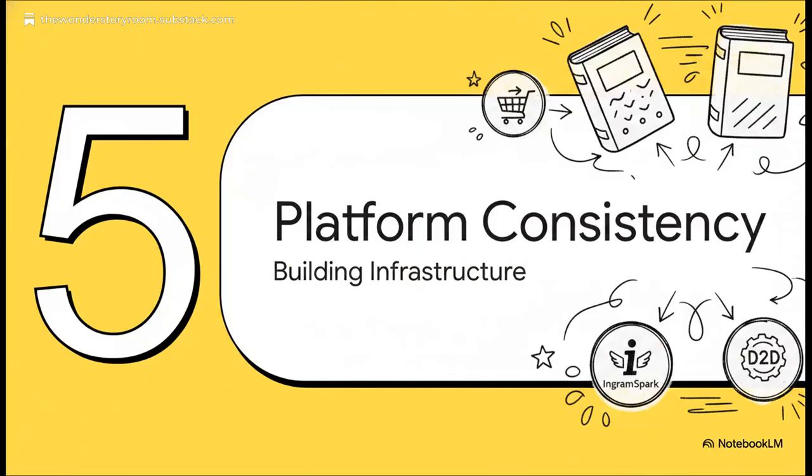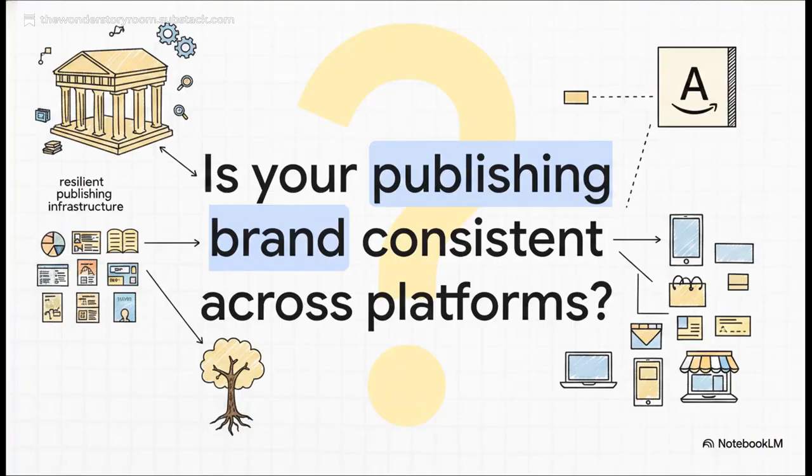Let's jump into Section 5, Consistency across platforms and building your infrastructure. Okay, think about this for a second. If Amazon disappeared tomorrow, would your publishing identity still exist? Well, if your answer is no, then you are completely platform dependent. I want you to consider the all-too-common nightmare of an indie author waking up one morning to find their single retailer account suspended over some automated glitch. Without their own infrastructure, their entire business just vanishes overnight.